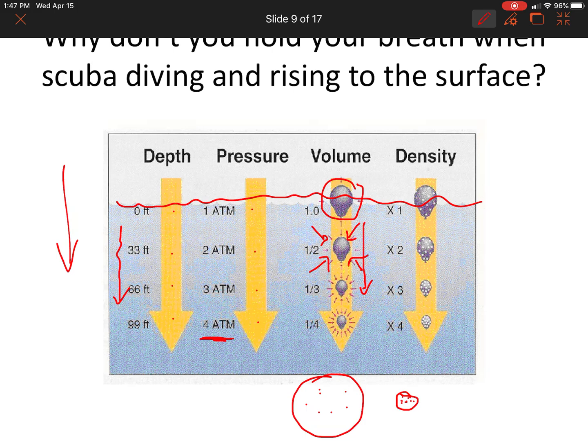So why don't you hold your breath when you rise to the surface? If you are down at the bottom here, I can't draw, I'm going to try to draw a lung. Okay, that's supposed to be a lung. Those are lungs.